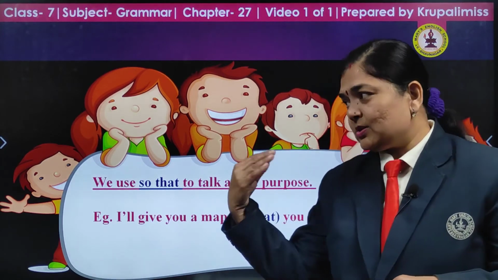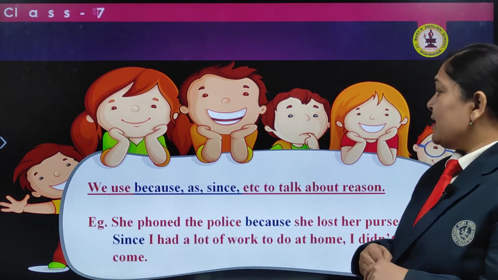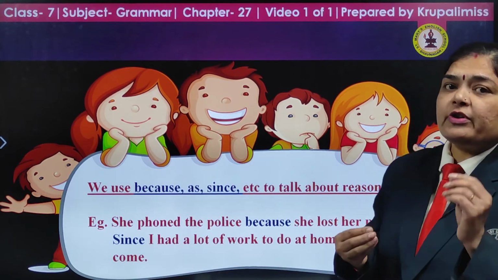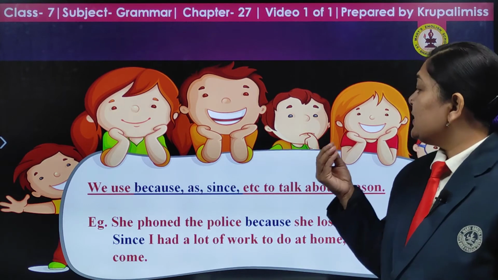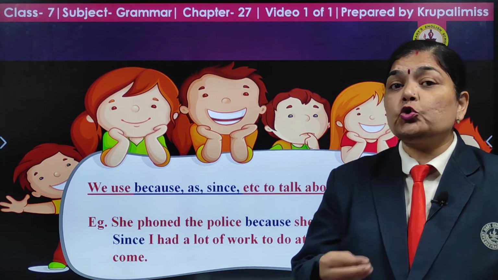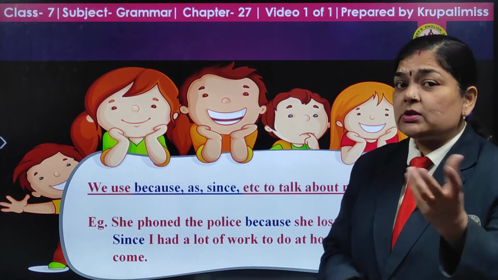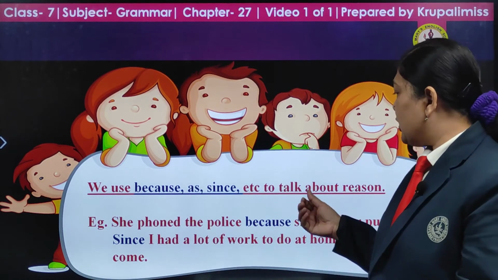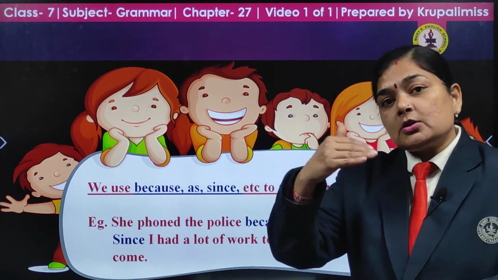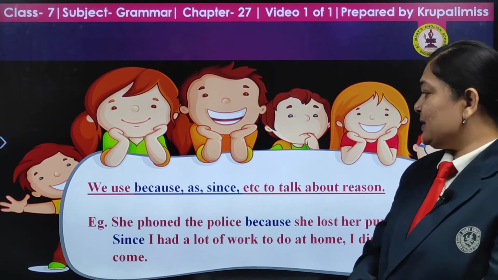Let us go for some more examples children. We use because, as, since, etc. to talk about reason. Because, as, since, all these words are used to talk about reasons. For example, she phoned the police. What was the reason to call the police? Because she lost her purse. She lost her purse, so she called the police. So, that is the reason to call the police.